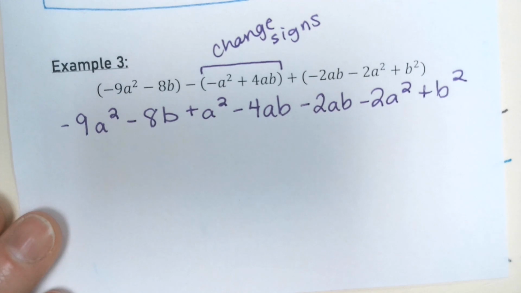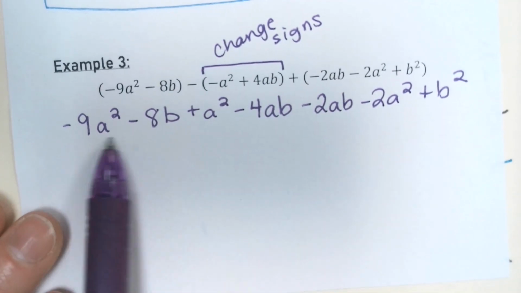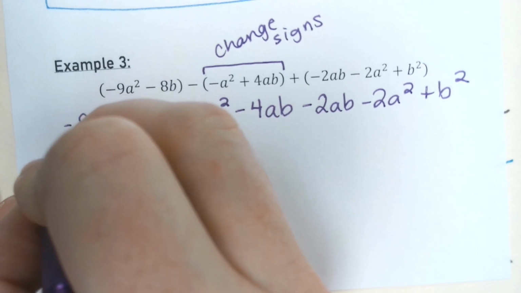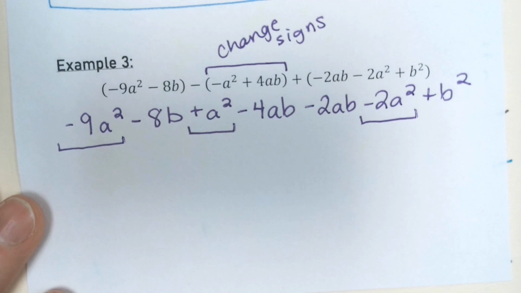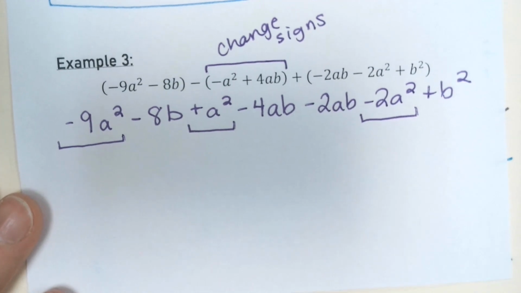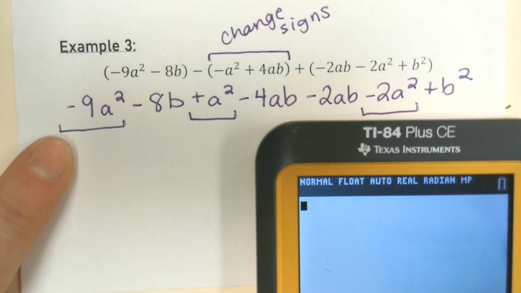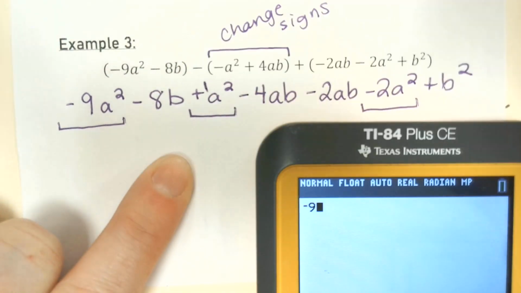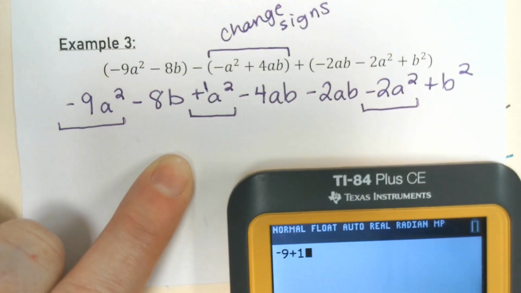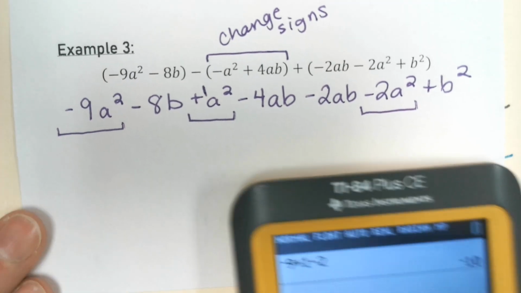All right, we're going to start with the biggest exponent of the first letter in the alphabet. So A is going to be the first. So A squared. I'm going to put a little bracket underneath all the A squareds. This one's different from the other ones because we actually have 3 of those. So I have negative 9. Oh, that would be a 1. Plus 1 minus 2. Negative 10.